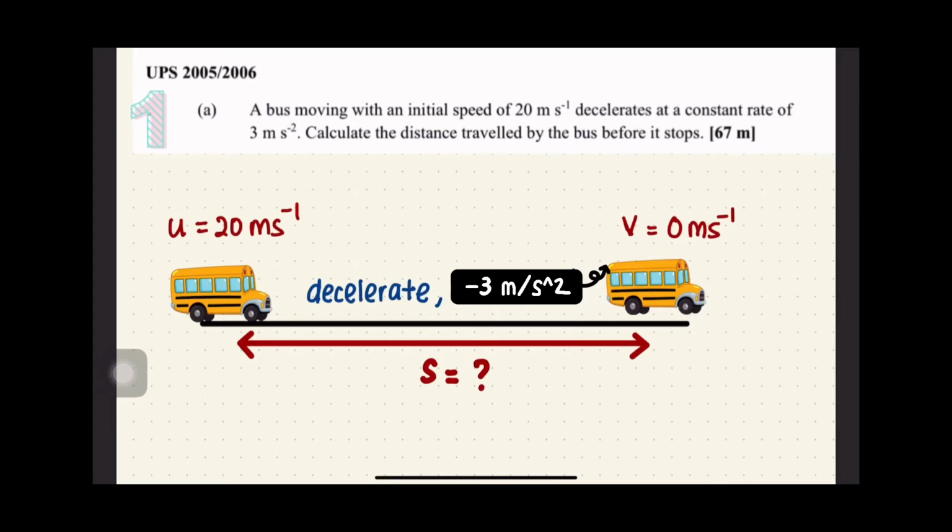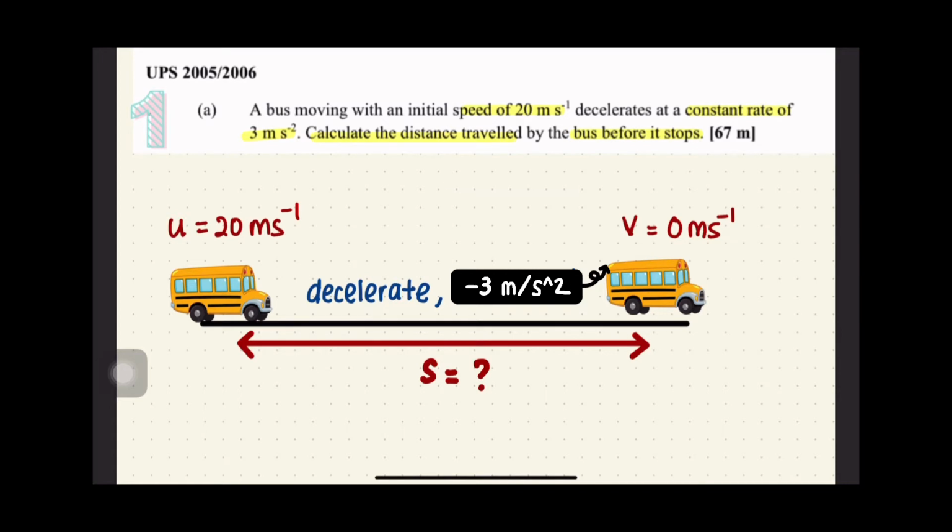Okay, this is question UPS 2005-2006. Number 1. A bus moving with initial speed of 20 meter per second decelerates at constant rate of 3 meter per second squared. Calculate the distance travelled by the bus before it stopped.